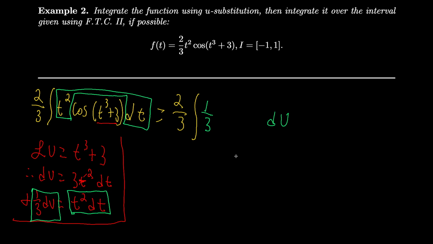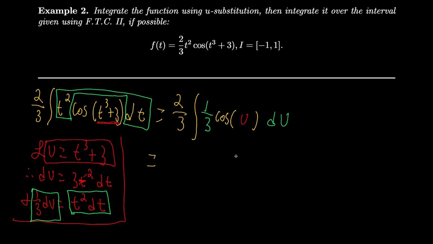What's left? Well, the only thing that's left is the cosine of whatever t cubed plus 3 is. So it's the cosine of whatever t cubed plus 3 was. And what was t cubed plus 3? Look right here. That L just means let. What was t cubed plus 3? It just means u. So instead of writing t cubed plus 3, we just write u. And now I'm just going to write it all in one color.